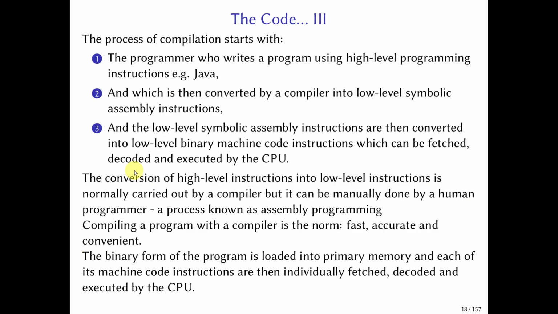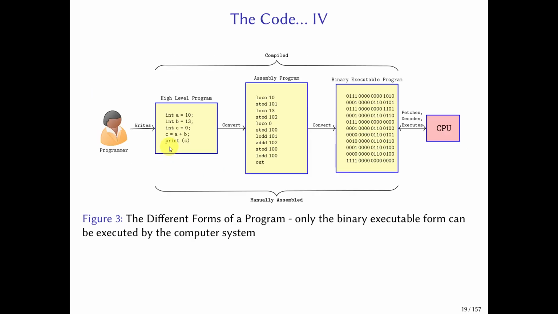So what happens is that the programmer writes the program using high-level programming instructions like Java, and then the compiler, the bit of software that converts them into the low-level symbolic instructions, oversees the translation of those symbolic assembly instructions into low-level binary machine code instructions, which can be directly fetched and executed by the CPU. So that's quite easily illustrated in the next slide.